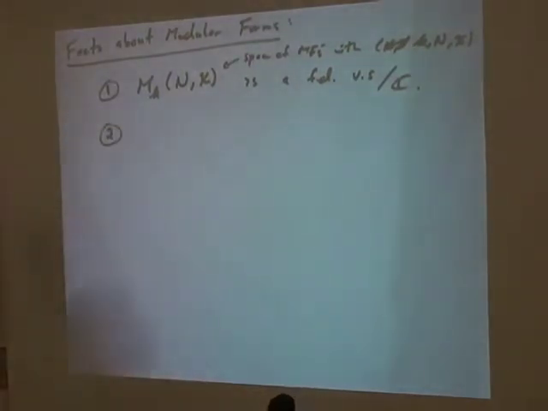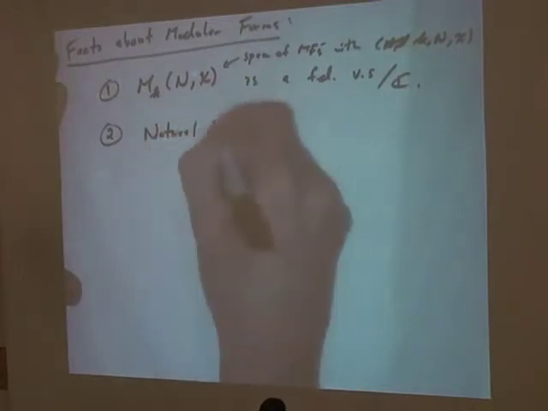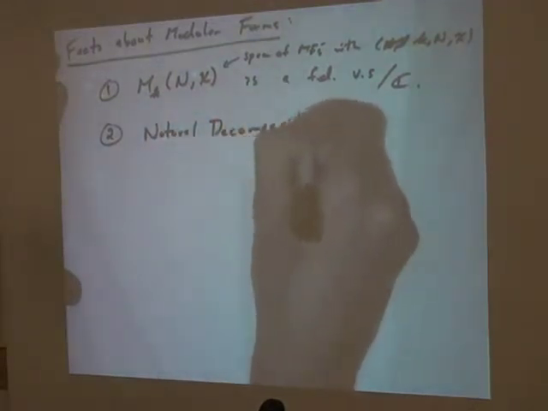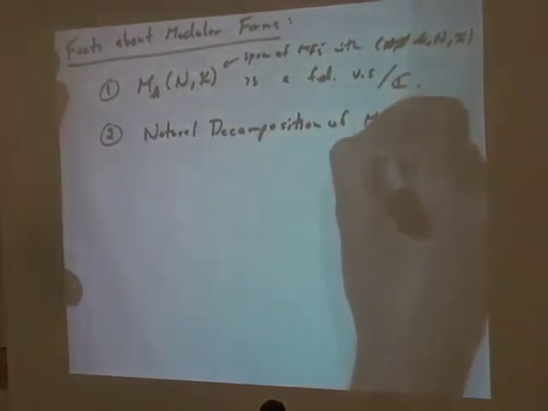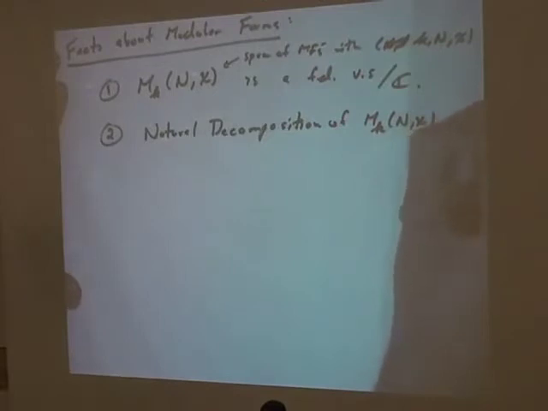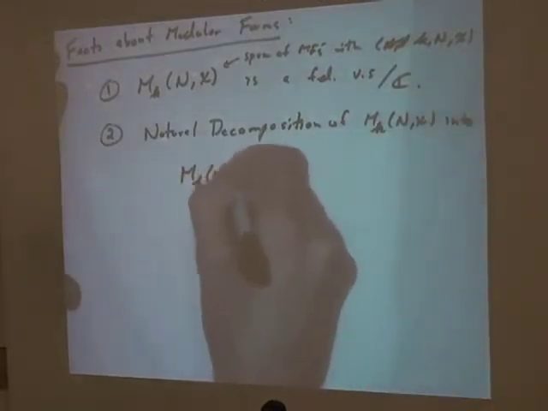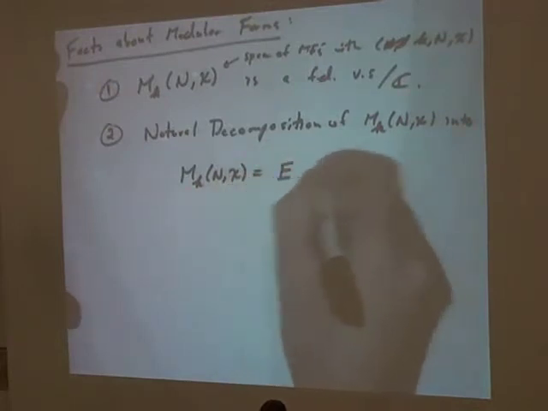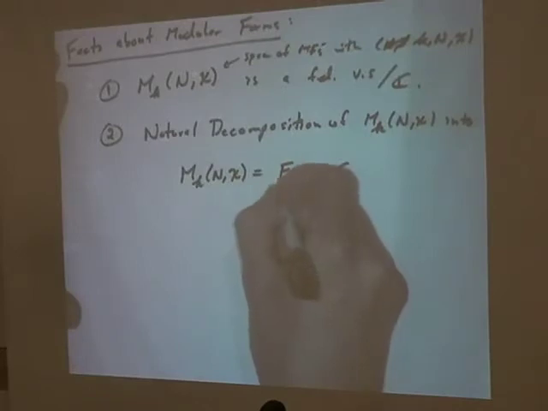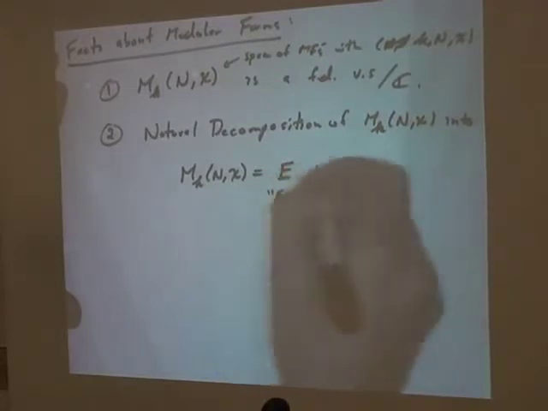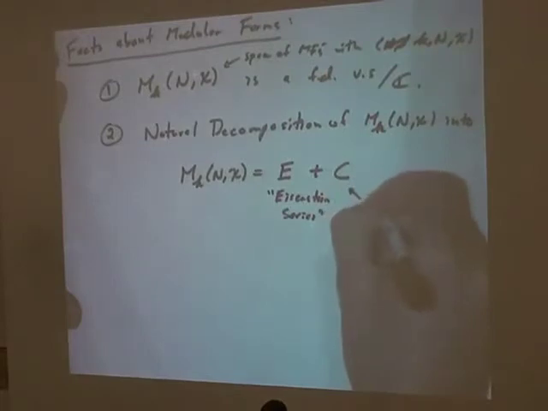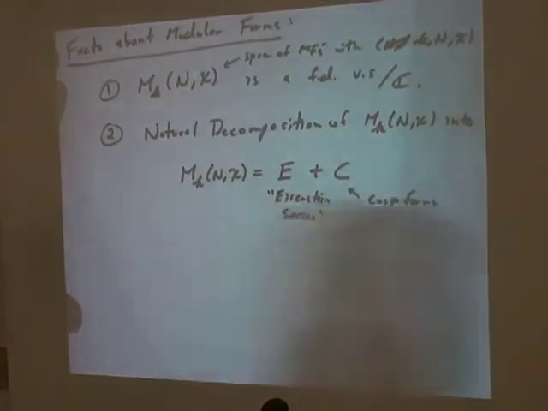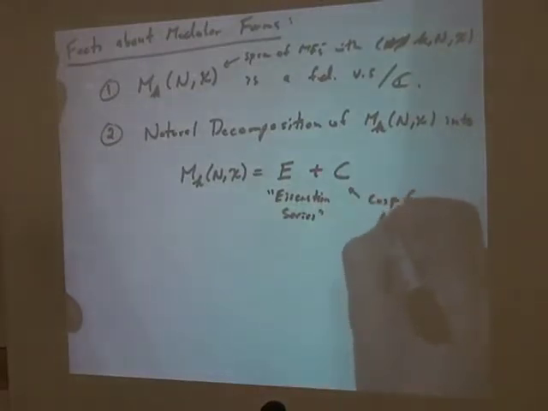So the second property is that there's a natural decomposition of the space of modular forms, M_k(N, chi), into two parts. So M_k(N, chi) is a direct sum of what I'll call the Eisenstein space and the cusp space. So these are called Eisenstein series. And these are things that you can explicitly construct based on the cusps. And these are called cusp forms. So let me just define what this is. So cusp forms, these are things that vanish at all cusps. So that's a definition of a cusp form.